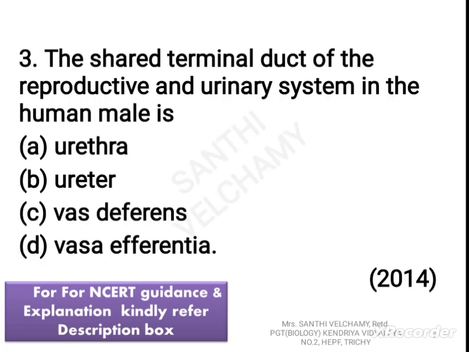Next question. The shared terminal duct of the reproductive and urinary system in the human male is A. Urethra, B. Urethra, C. Vas deferens, D. Vasa efferentia. The correct answer is A. Urethra. Urethra is the urinary duct which originates from the neck of the urinary bladder, and it is a common pathway for passage of urine and semen.